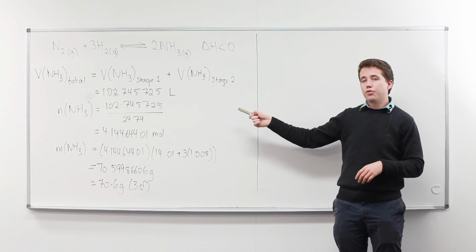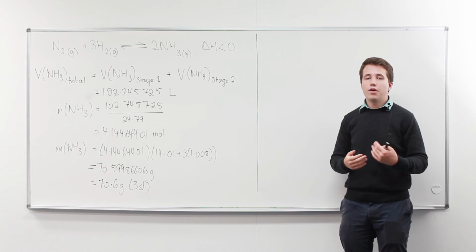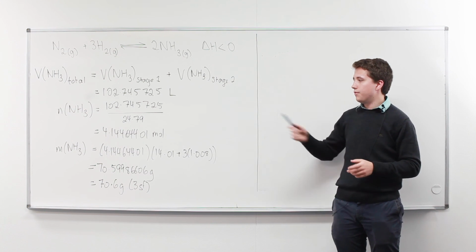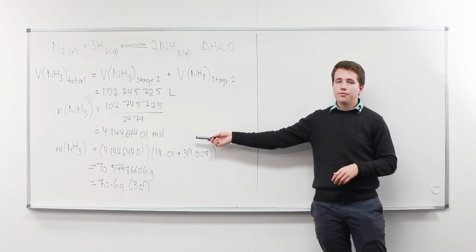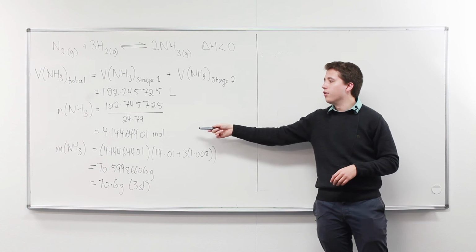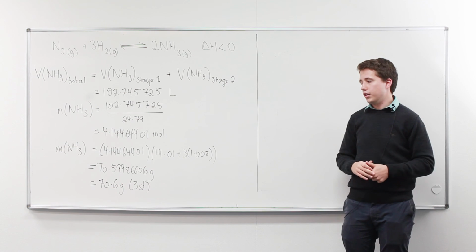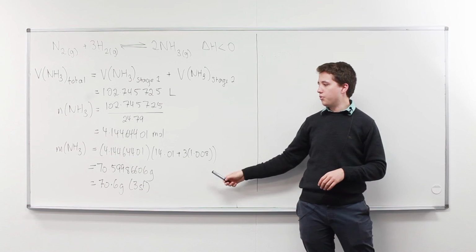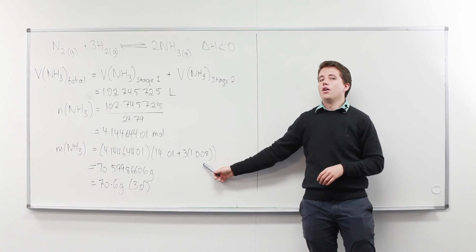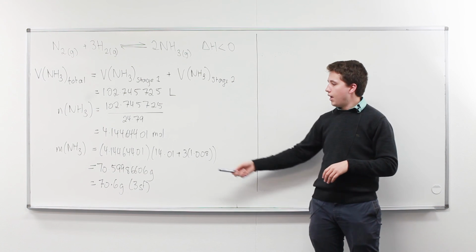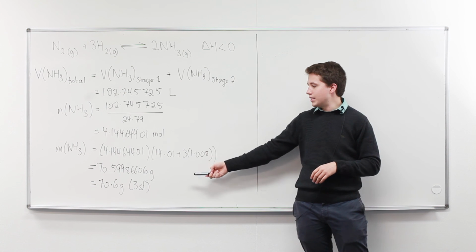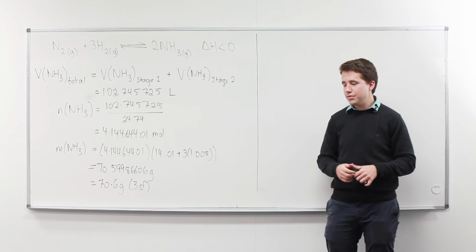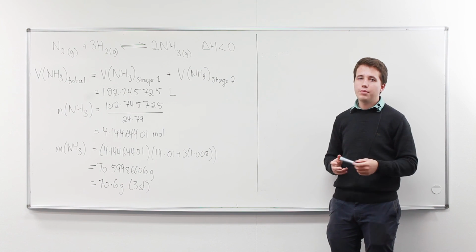I then find the number of moles of ammonia that was produced by dividing by the molar volume, which is 24.79, and then we get the final number of moles, which is just over 4.1 moles of ammonia produced. We can convert that to a mass by multiplying the number of moles by the molar mass of ammonia. And at the end, we get a mass of 70.6 grams to 3 significant figures as required by this question. Thanks for watching.